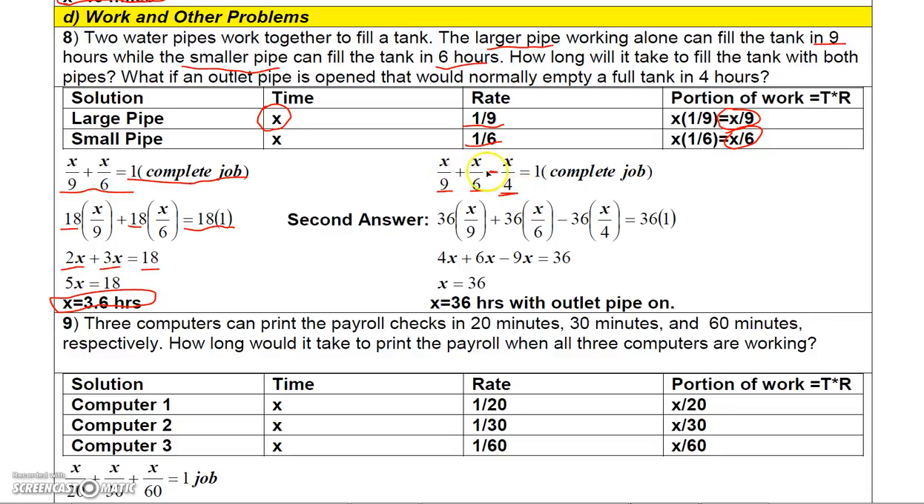And so we would solve that the same way, except our common denominator would be different. It would be 36. So if I multiply everybody by 36, this would give me 4x plus 6x minus 9x, equals 36. So I get x equals 36, which makes sense because with that other pipe working against him, it would take a lot longer for the tank to empty.